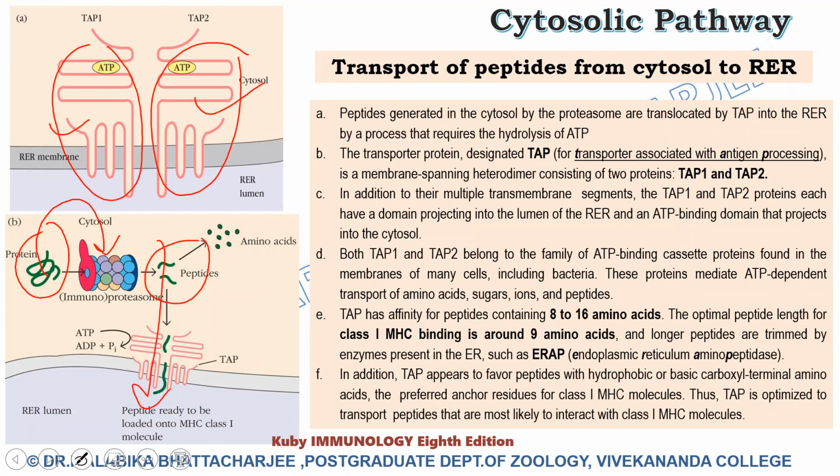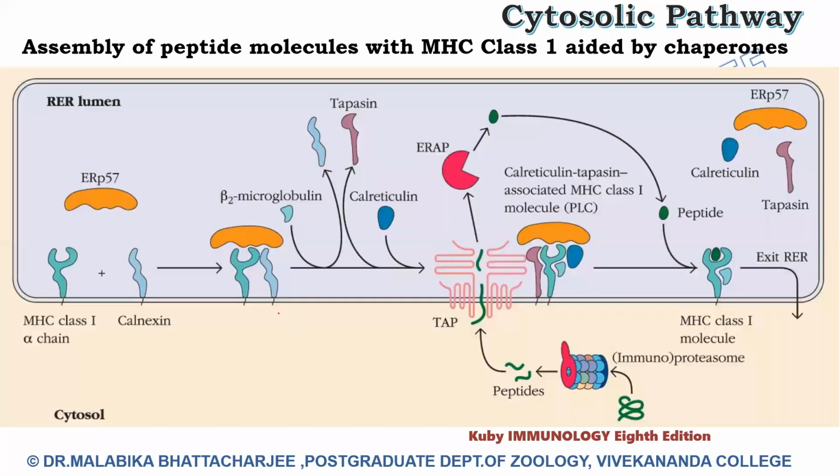Within the endoplasmic reticulum, as I said, the length of the peptide to bind to class 1 is 8 to 10 amino acids. But TAP has affinity for a length of 8 to 16 amino acids. So there is an endoplasmic reticulum aminopeptidase which can trim off the longer peptides to the desired length. So if you have longer peptides, those peptides are cleaved to give a desired length peptide, that is 9 amino acids. So once the peptides have entered through the TAP, now comes the next part.